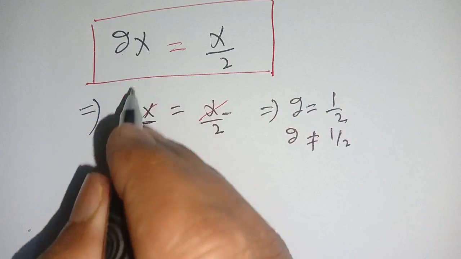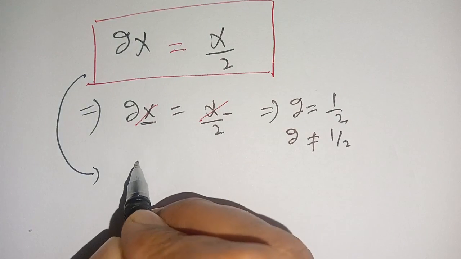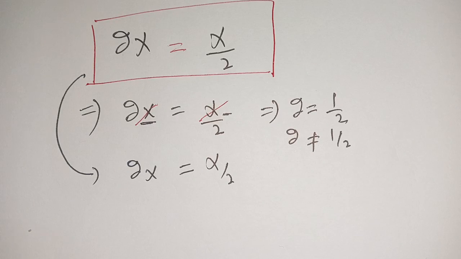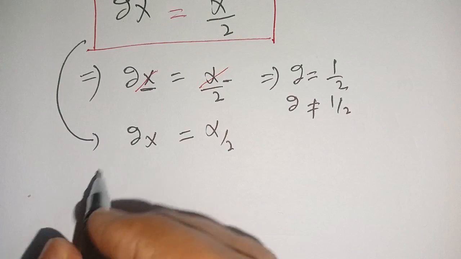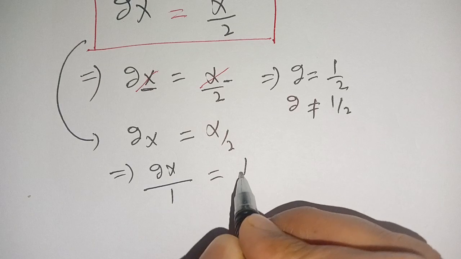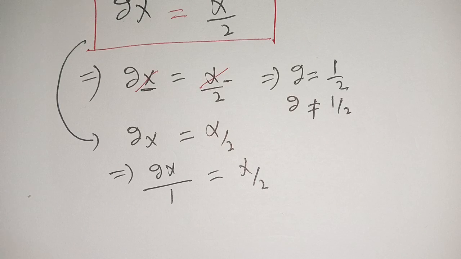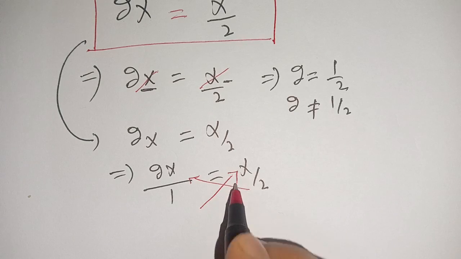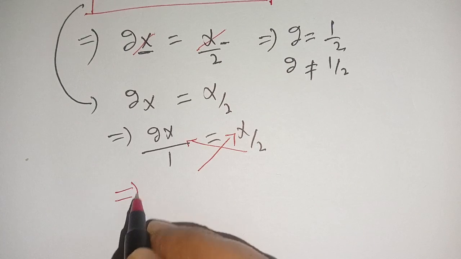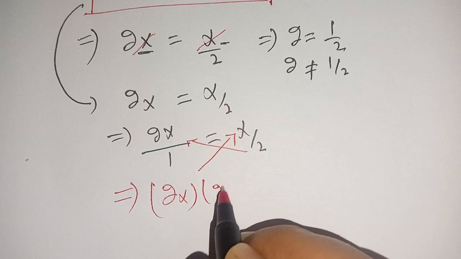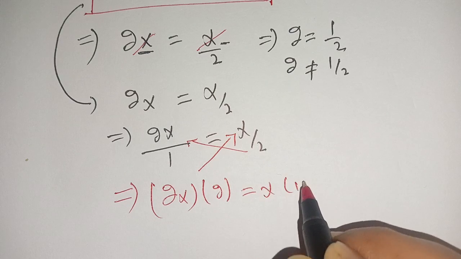The right method to solve this equation is: 2 times x is equal to x divided by 2. Now, we can write this as 2x/1 = x/2. Now we have to cross multiply it: this term to this term and this term to this term. Now we can write this as 2x multiplied by 2 is equal to x times 1.